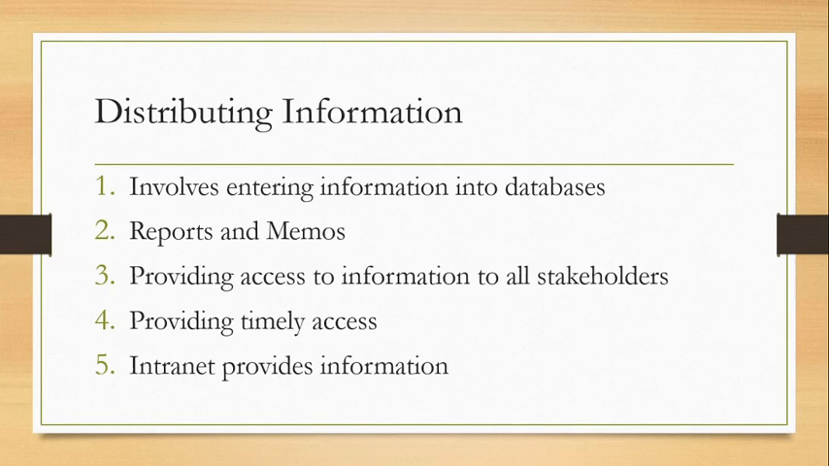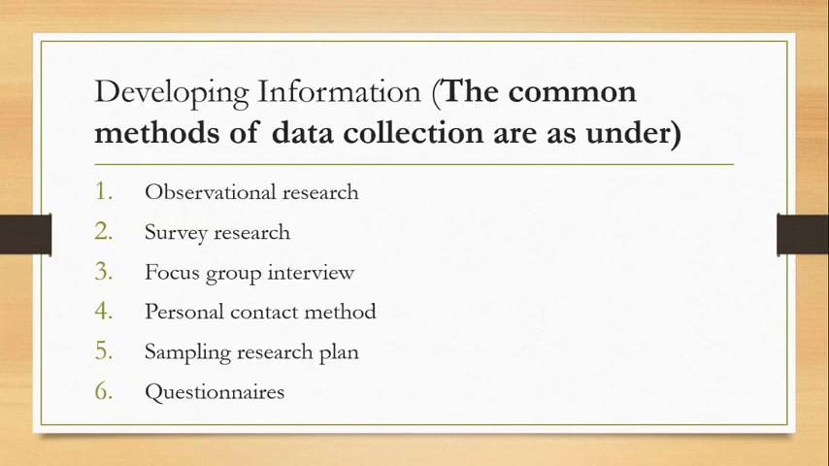Now this information can be developed from various sources, and I have mentioned here only 6 important sources. First is observational research. You can go for survey research, focus group interviews, personal contact method, sampling research and questionnaires. So these are some of the methods that can be used for developing the information that is required for the marketing information system.